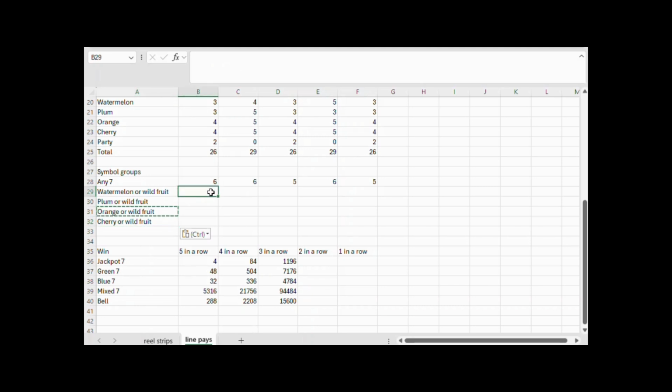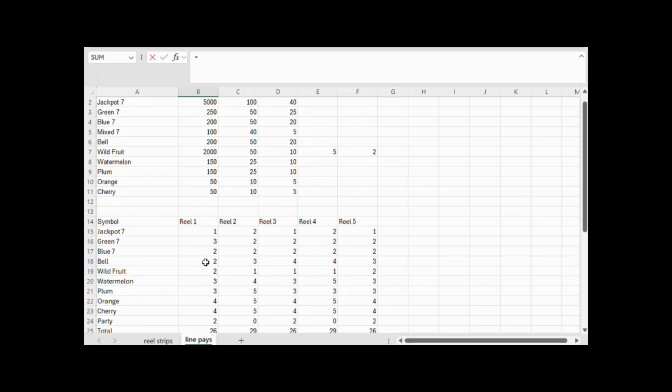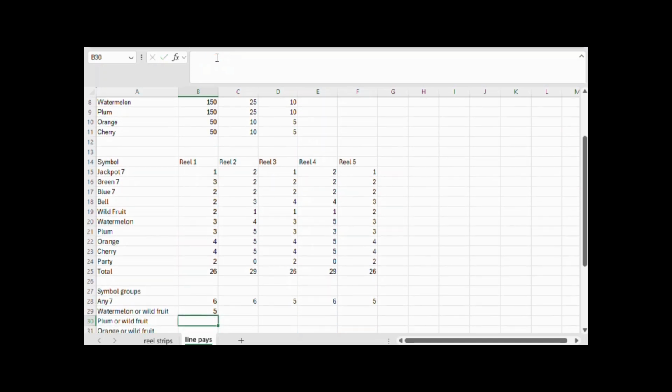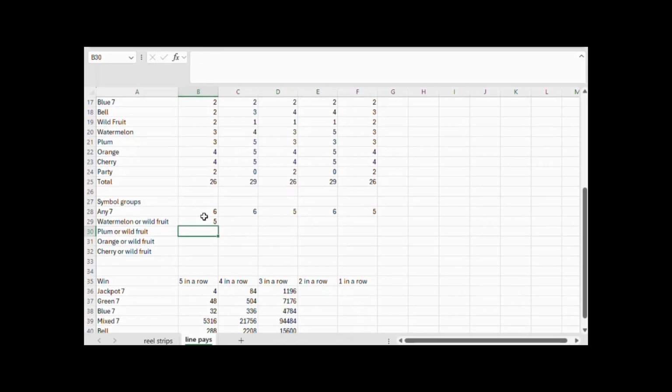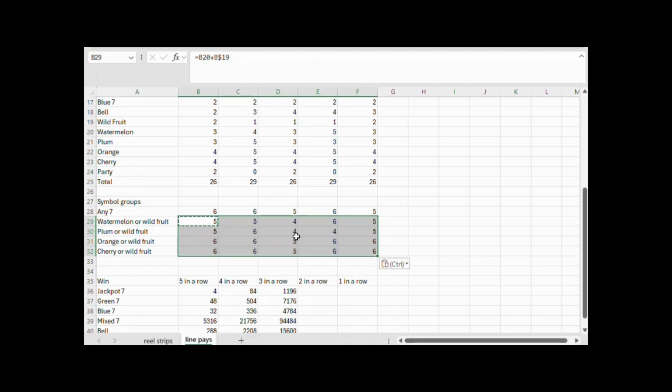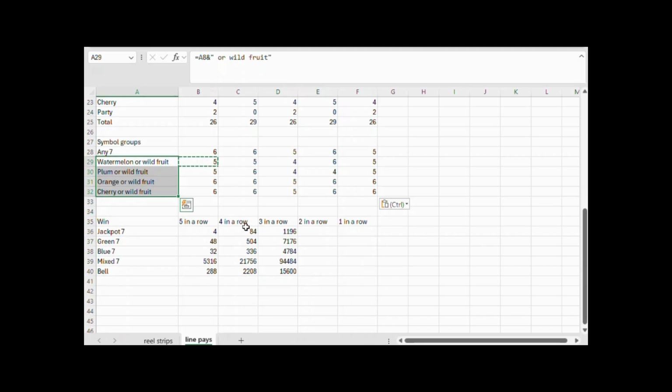And so the number of ways the player can get a watermelon or a wild fruit in reel 1 is going to be 3 plus 2. And I'm going to put a dollar symbol in front of this 19. So when I copy and paste this formula down, it's going to stick with the number of combinations of wild fruit. So I can copy and paste this down to get the groups for any of the 4 types of fruit or a wild for all 5 reels.